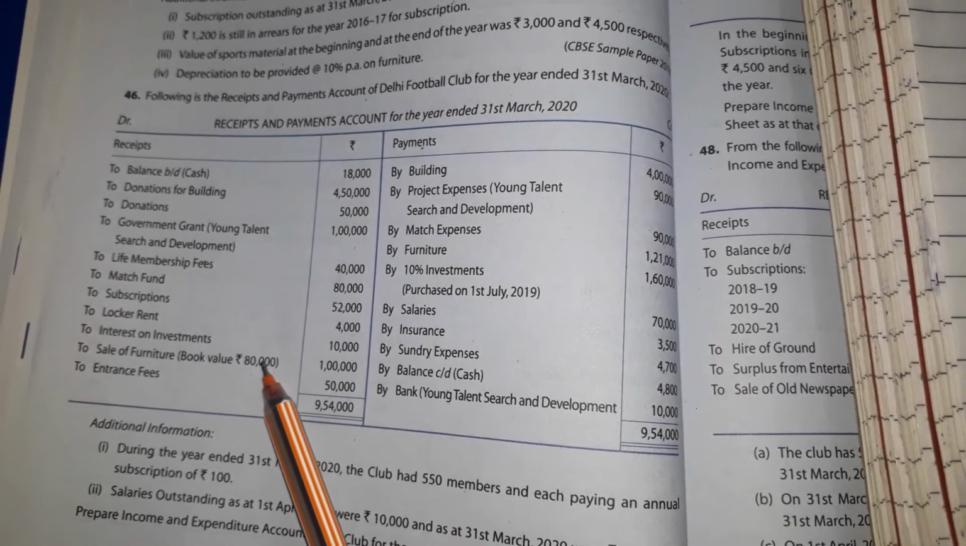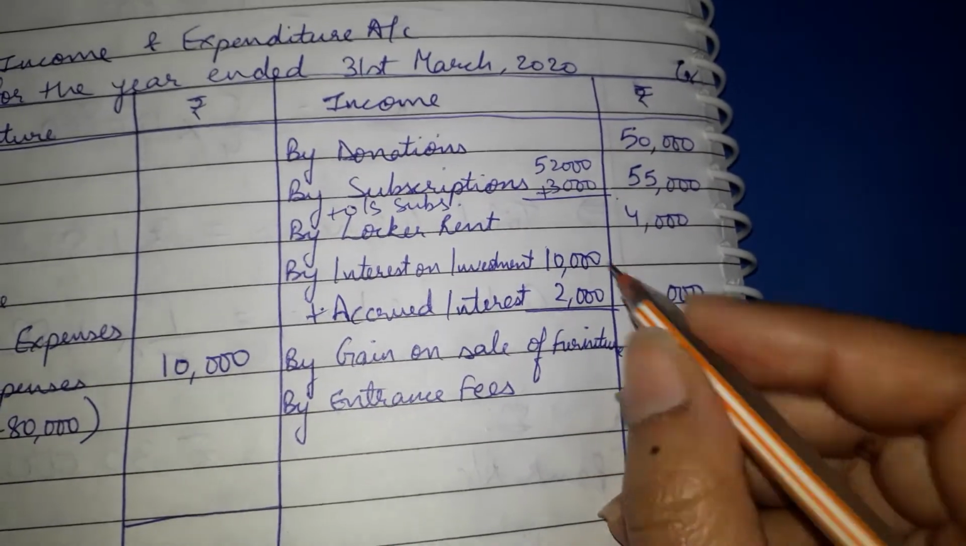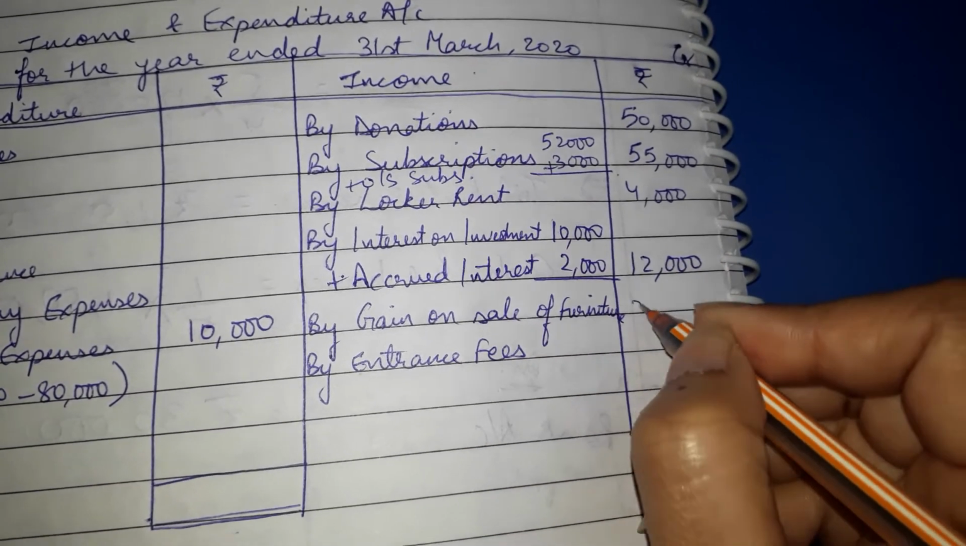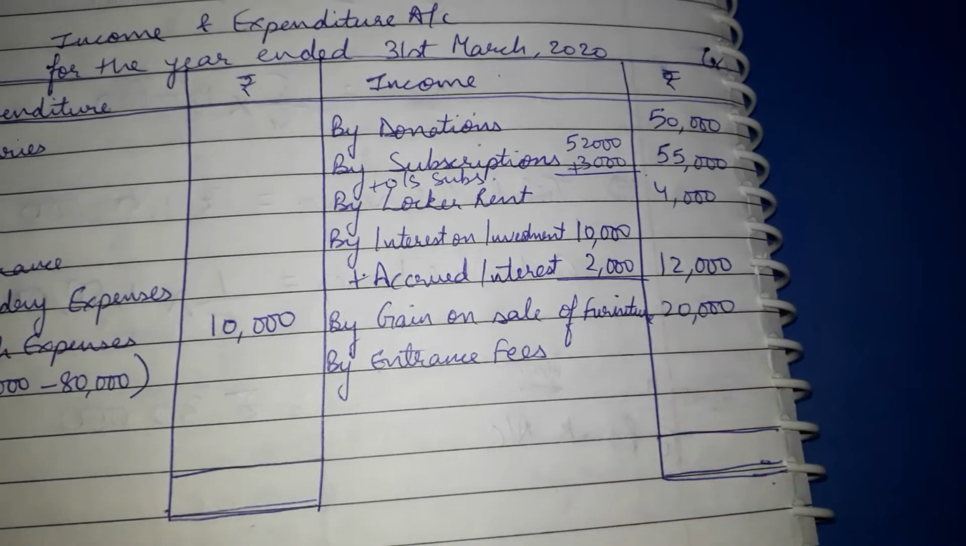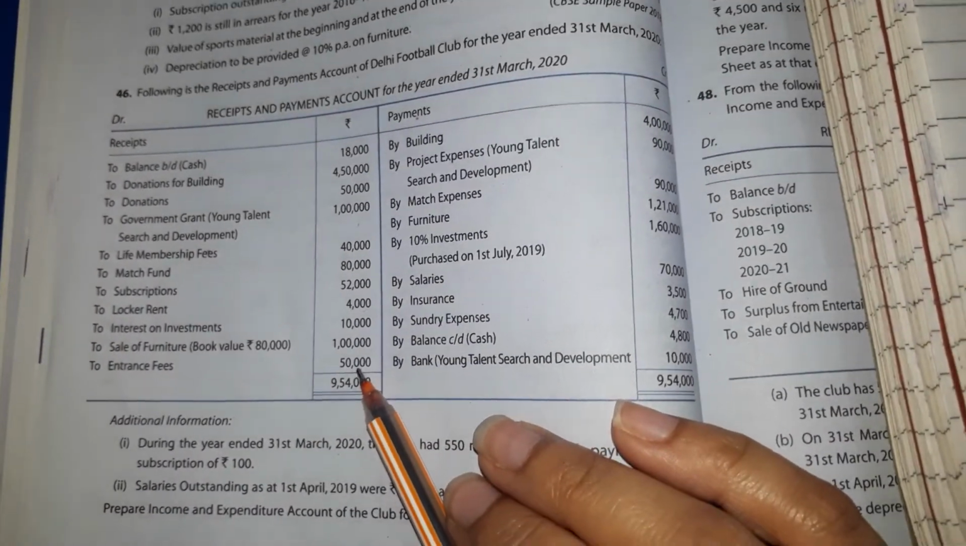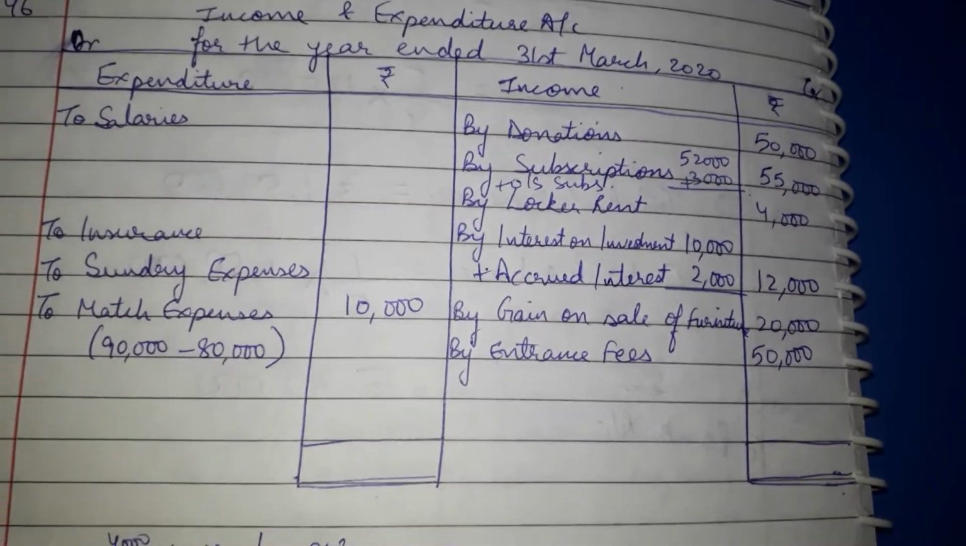That means we have earned a gain on this particular sale of fixed asset. Thus this gain needs to be shown in income and expenditure account. So this 20,000 will be shown as gain on sale of furniture on income side of income and expenditure account as 20,000. Now we see the next item, that is entrance fees, as given 50,000 rupees. We will straight away forward this to income side, 50,000.